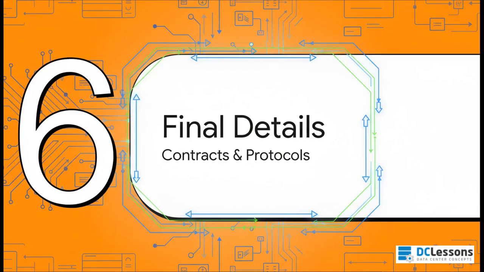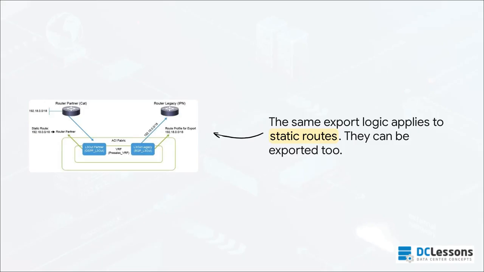All right, let's wrap this up with a few final but absolutely crucial details on how all this works with different types of routes and protocols. So what if the route you need to get from one side to the other isn't learned from BGP or OSPF? What if it's just a static route you typed in? No problem at all. The export logic we've talked about doesn't care about the protocol. As you can see here, you can define a static route on one L3 out and use the exact same export methods to advertise it right out another L3 out.